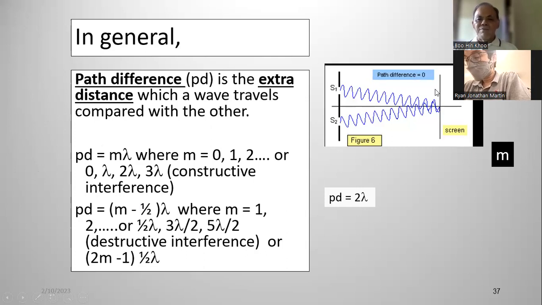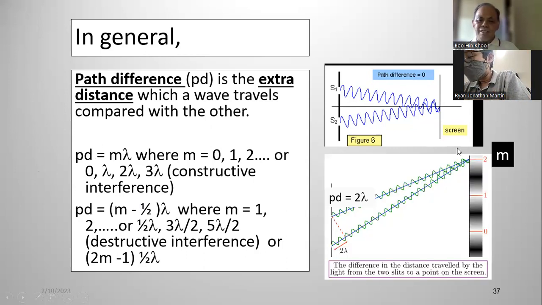For path difference 0, they are exactly the same length. So we call that m equals 0, and that's the bright fringe. That's the center one. This is the first one. This is the second one, the second bright fringe. So the path difference, that distance there, is 2 lambda, between the two waveforms.